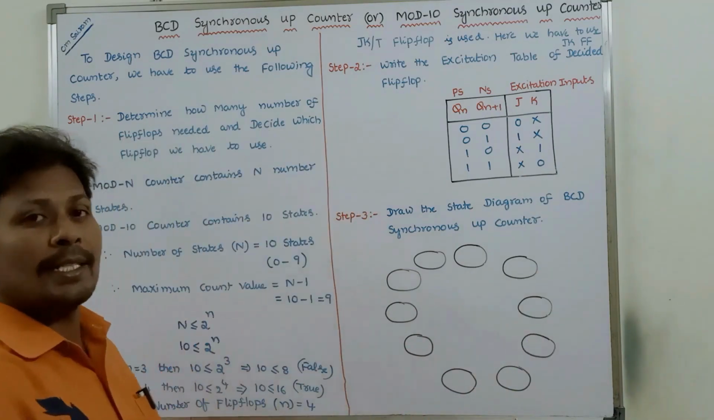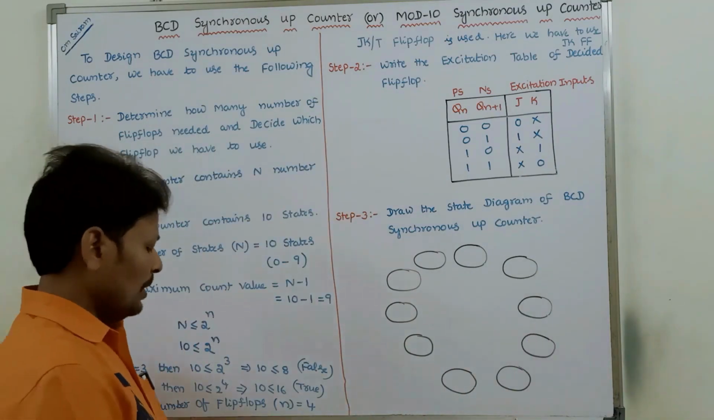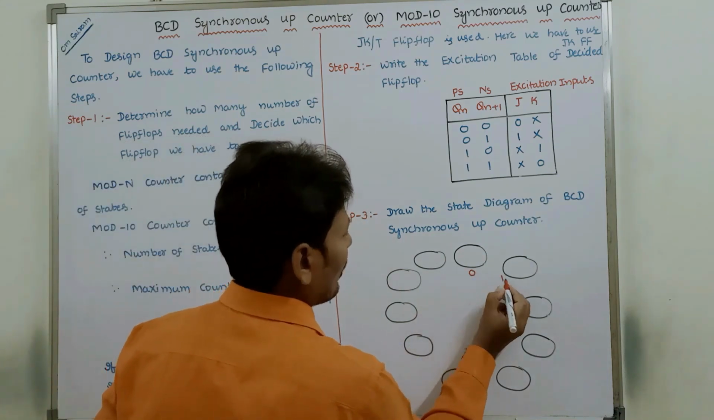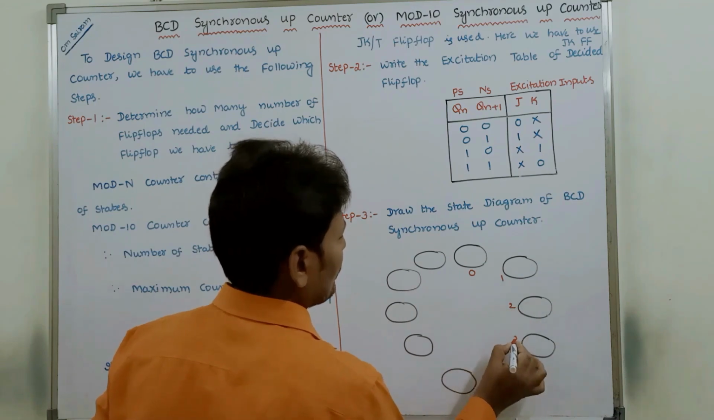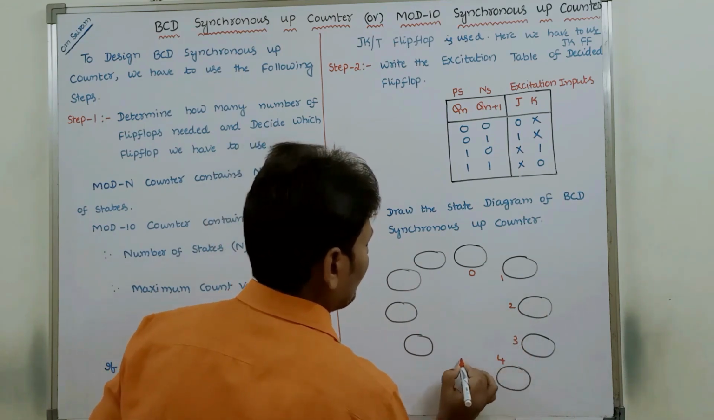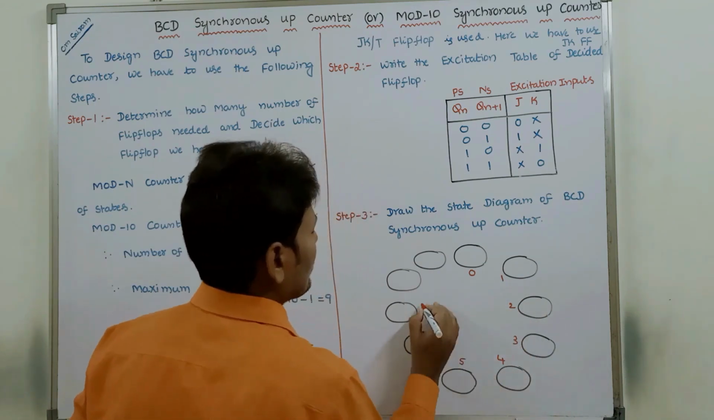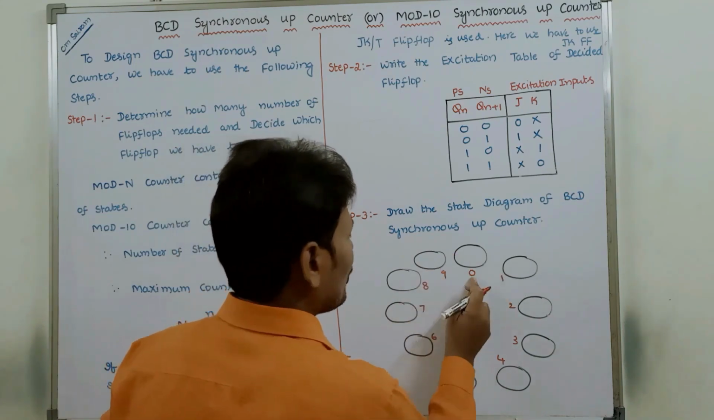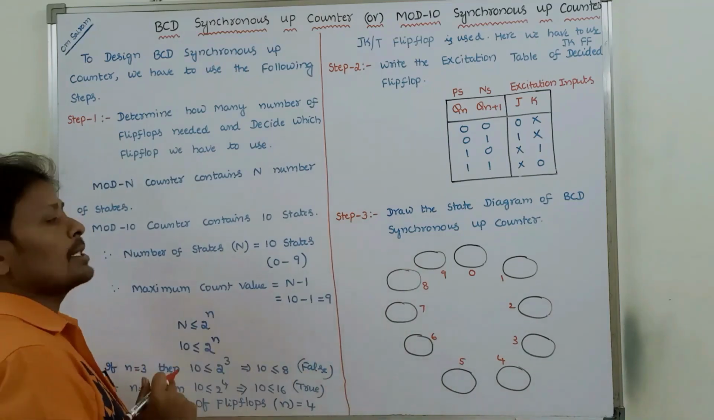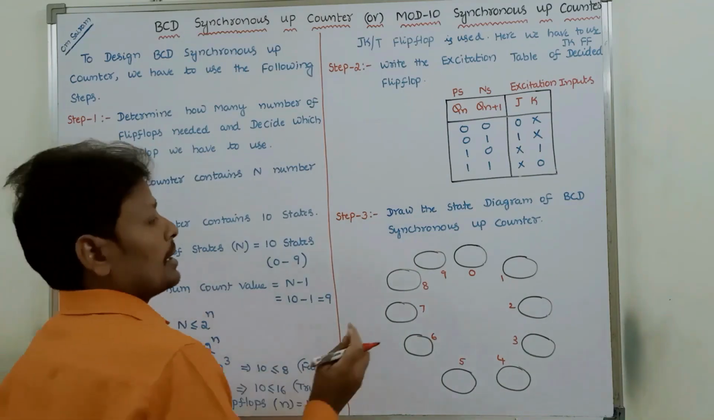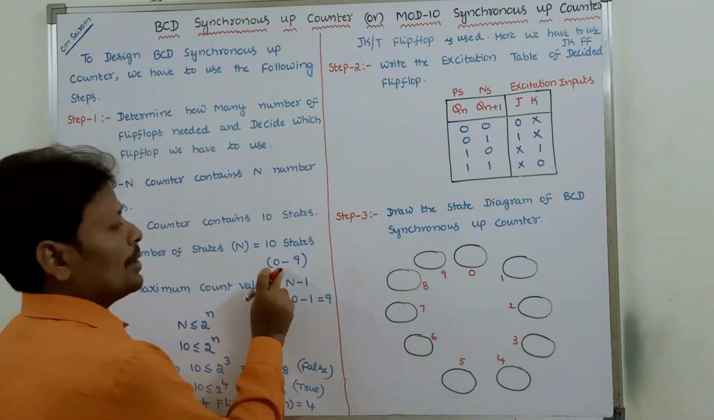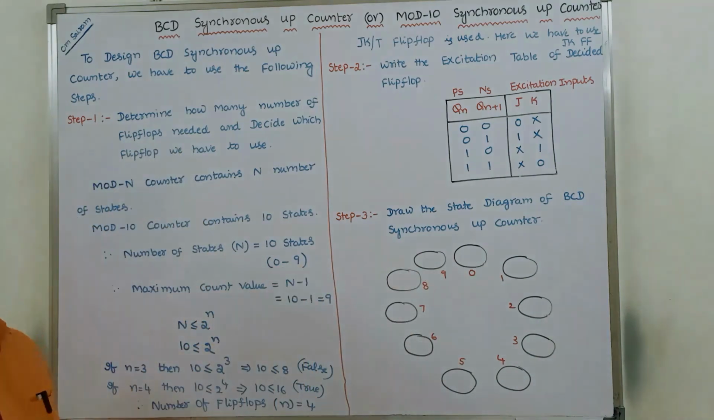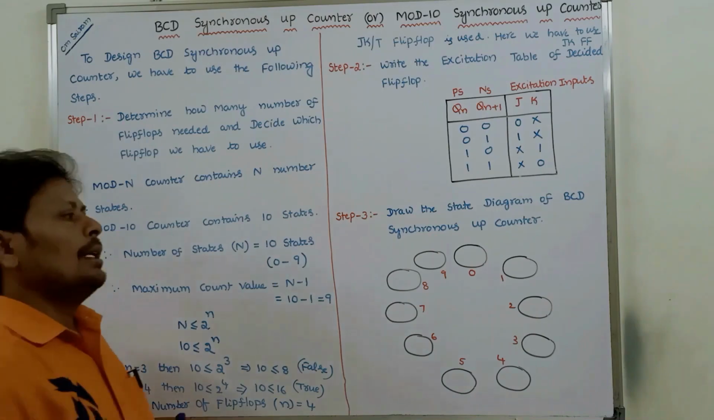Total 10 states are there. So that are state number 0, 1, 2, 3, 4, 5, 6, 7, 8, 9. 0 to 9, total 10 states are there. Starting state starts with the 0 and ending state ends with the 9, the maximum count value. Okay. Next.